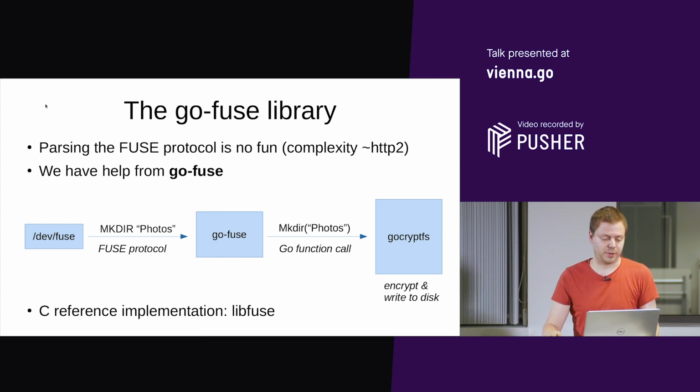And go-fuse parses this Fuse protocol stream and gives us a normal Go function call where the file name is, in this case, just passed as a parameter. Then gocryptfs receives this function call, encrypts the file name, and writes it to disk. The reference implementation is called libfuse, and this is developed in lockstep with the Linux kernel. So it's also a bit of work to keep those two in sync, but fortunately there's a maintainer of go-fuse who does a pretty good job.